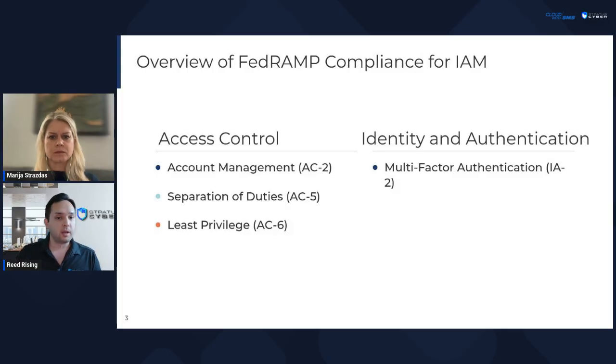Furthermore, control IA2 on the right side surrounds multi-factor authentication. This is within the identity and authentication control family, and MFA or multi-factor authentication is something that we're actually going to dive in deeper shortly in this webinar. And these are just a few key examples of controls that relate to identity and access. There are many more controls within these two families and just many more controls in general across the whole baseline. But we wanted to highlight these because it shows how granular they get. Gotcha. Okay, thank you.